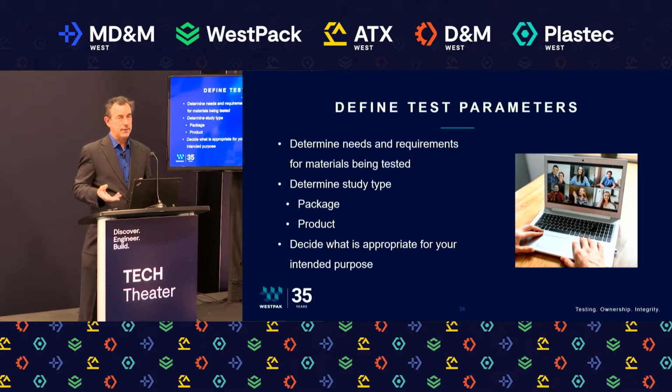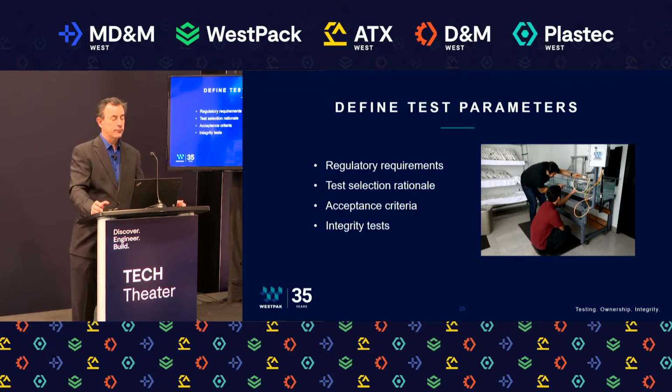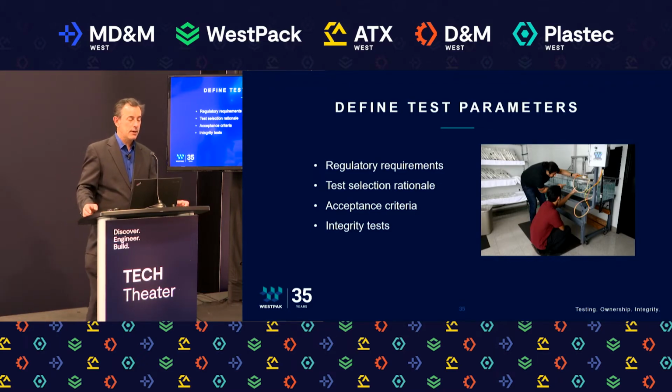So that means, again, for the product, are we going to elevate the humidity for the product, or are we going to just go with uncontrolled? And once you do that, test parameters are defined by regulatory requirements. That's not anything new. Test selection rationale is important, so I'm going to test it according to this for the packaging. I'm testing it according to this for the product.